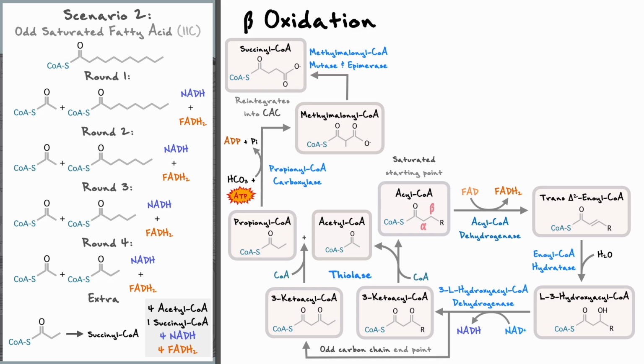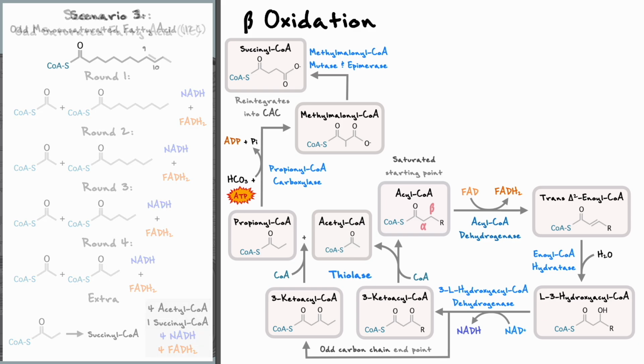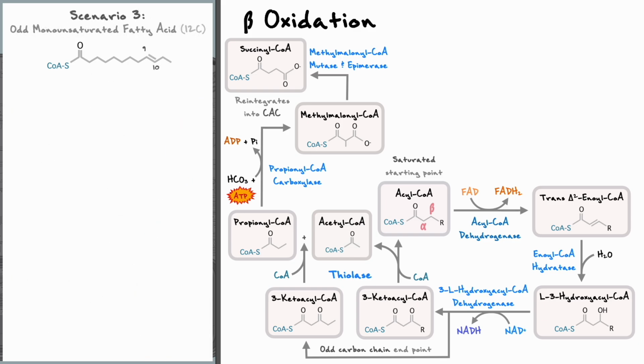With the even and odd saturated chains covered, let's consider what happens when there is a double bond. With unsaturated fatty acids, there are basically 2 possibilities regardless of whether the fatty acid is mono or polyunsaturated. Either the double bond occurs on an odd carbon or it occurs on an even carbon. Let's begin with the odd carbon double bond by considering this 12-carbon monounsaturated fatty acid. Here, the double bond occurs between carbons 9 and 10.